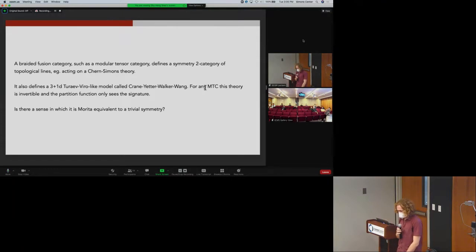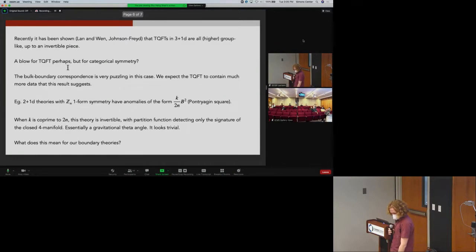So is there a sense in which all MTCs are more or less Morita equivalent? Or is there something really hiding in this invertible piece? There you go. That's what I wanted to share.